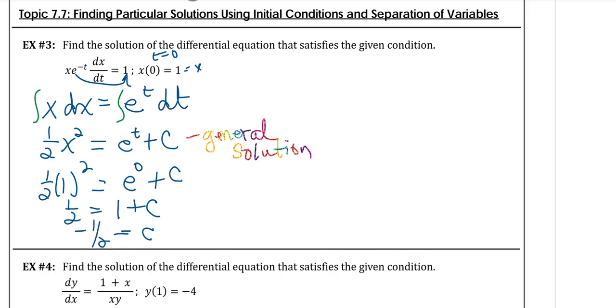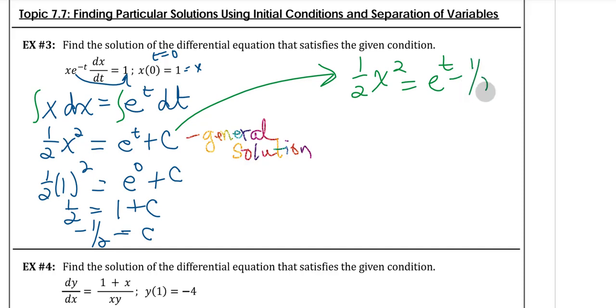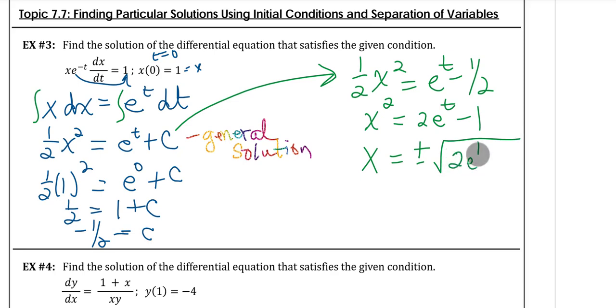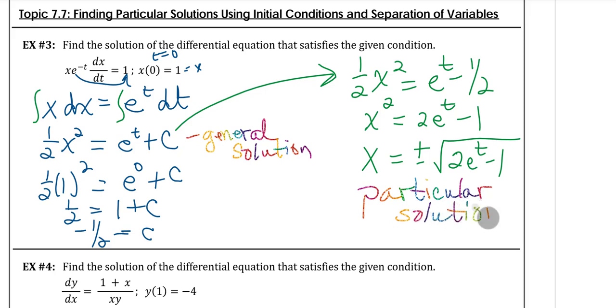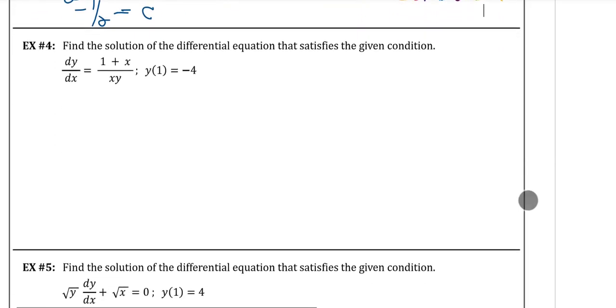So now what I can do is take my general solution and finish solving for x. That just requires multiplying both sides by 2, and then taking the square root of both sides. And that is our particular solution. And these are terminologies you need to be familiar with. All right, next problem is the same kind of problem.